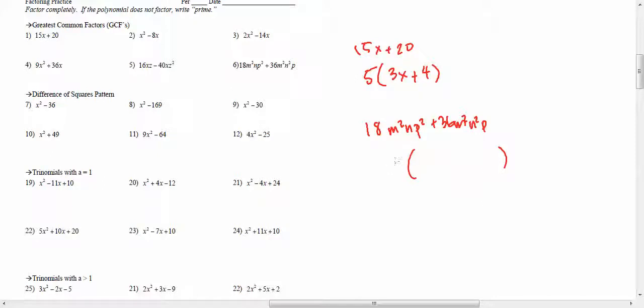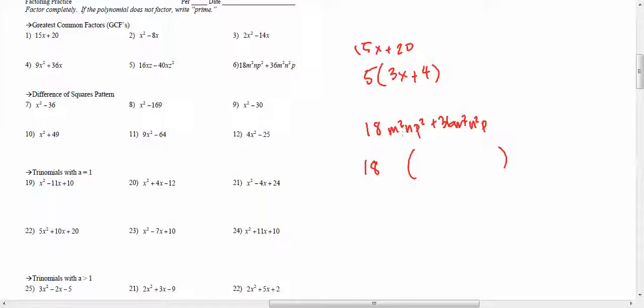If I pull out a 6, I would end up with 3 and 6. That tells me I didn't pull out enough. I can pull out an 18. That is the greatest common factor, right? 18 nicely goes into 18, and 18 also nicely goes into 36.